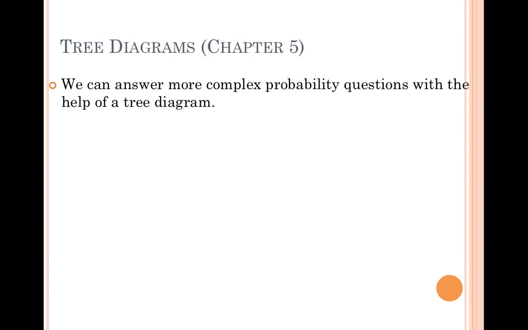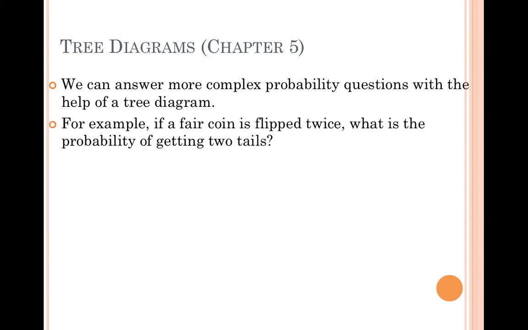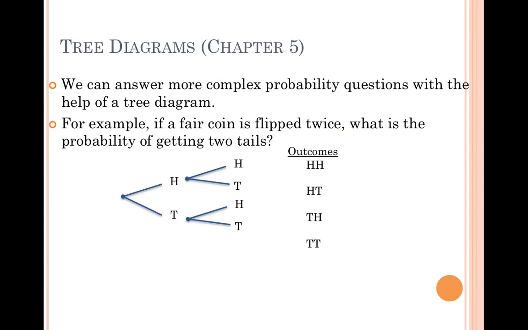We can answer more complex probability questions with the help of a tree diagram. So for example, if a fair coin is flipped twice, which means that we're going to be looking at that tree diagram where we had 4 outcomes, what's the probability of getting 2 tails? Okay, so we look at our tree diagram when we flip the coin twice. The probability of getting 2 tails is basically found by that same concept of probability. In the numerator, you put the number of ways you can get 2 tails, and in the denominator, you're going to put the total number of possible outcomes.